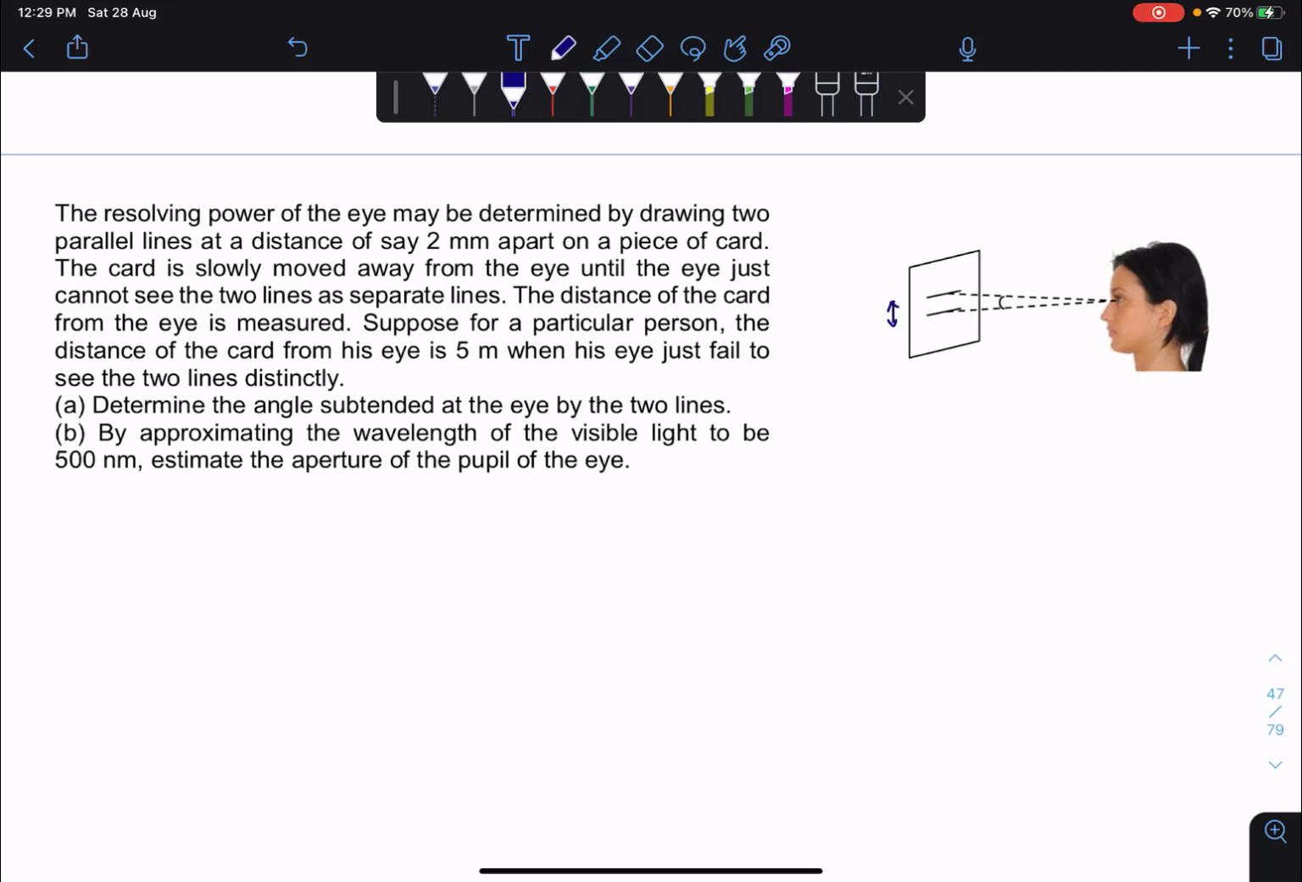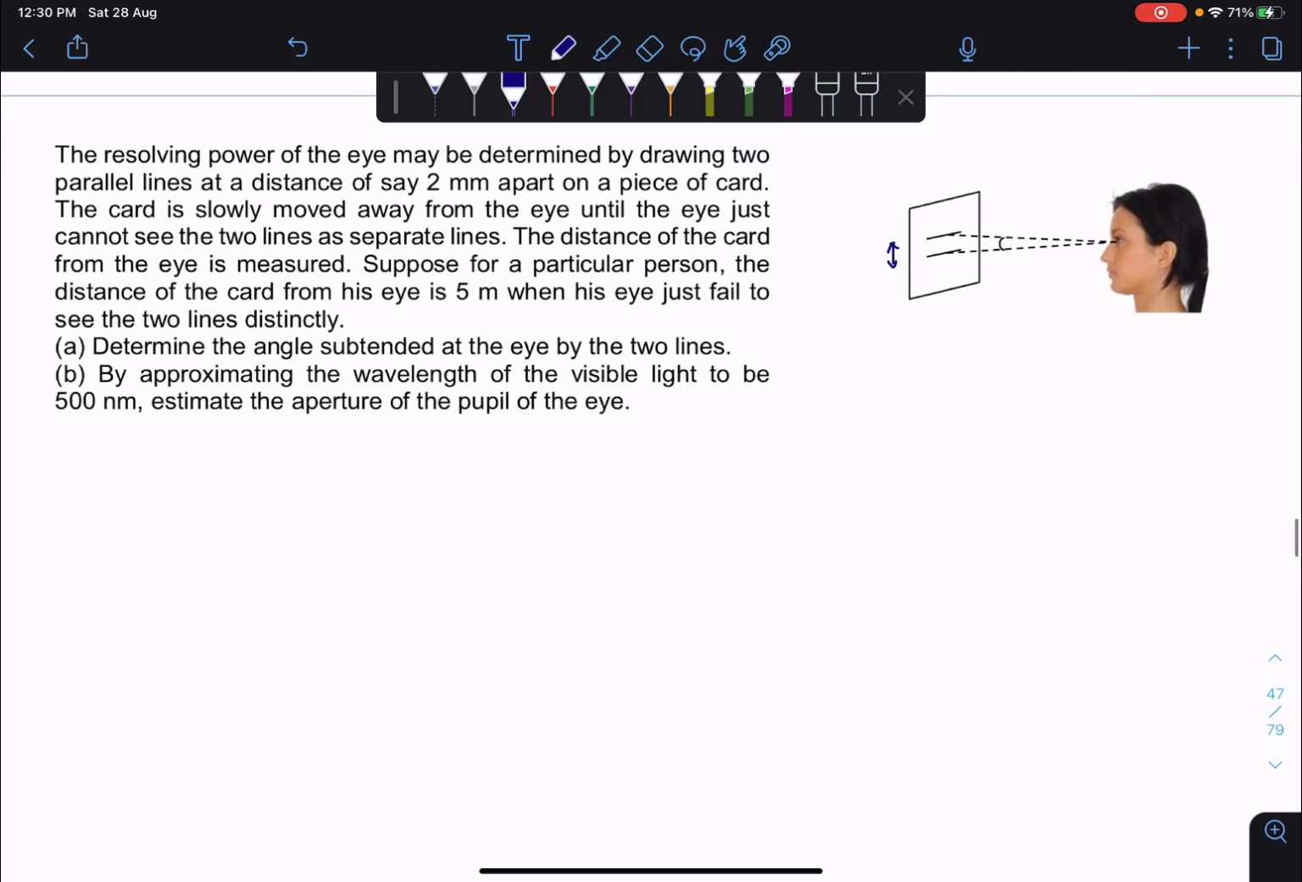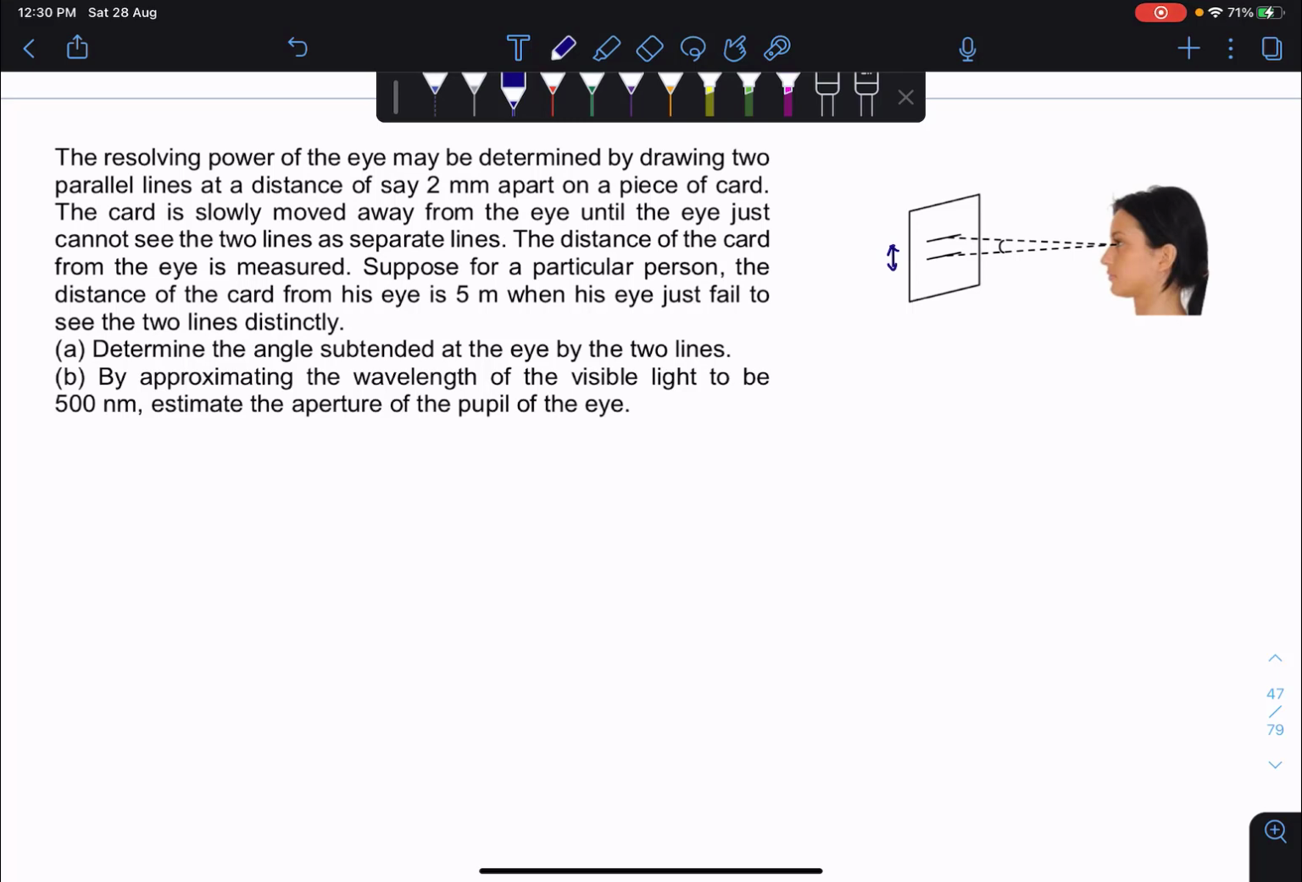So I'm going to start off by first drawing a diagram so that you can see how to apply single slit into this particular scenario. So what we have is two parallel lines on a card. So I'm going to draw the card, and then there are two parallel lines. These two parallel lines are actually like the two images we are trying to resolve. I'm going to call this S1 and S2. It's like the two sources of light we are trying to resolve here. And then we are told that this is actually 2 millimeter apart.